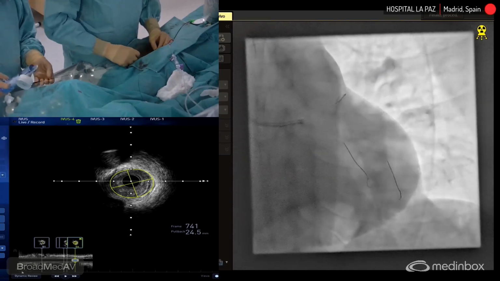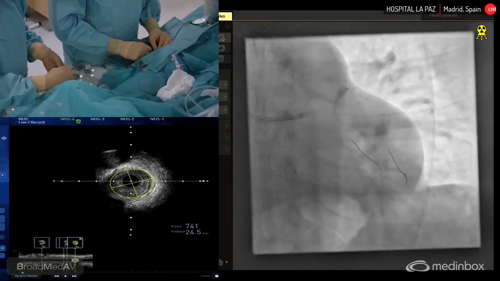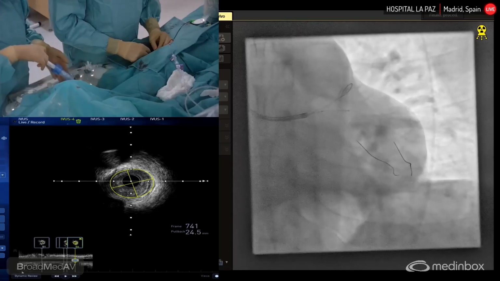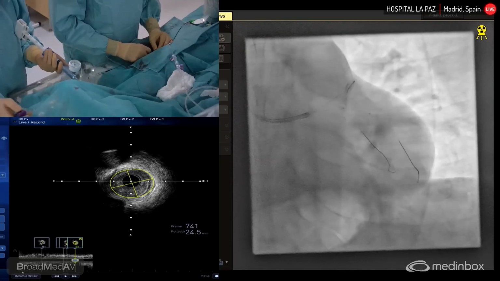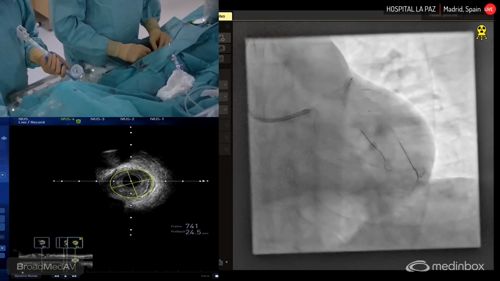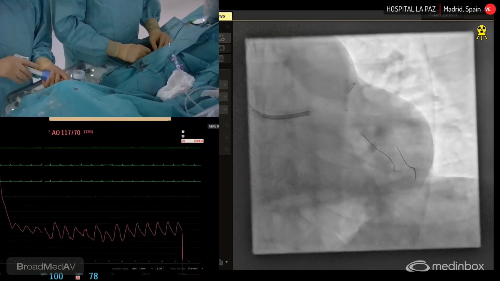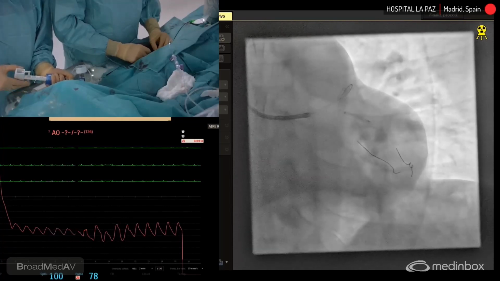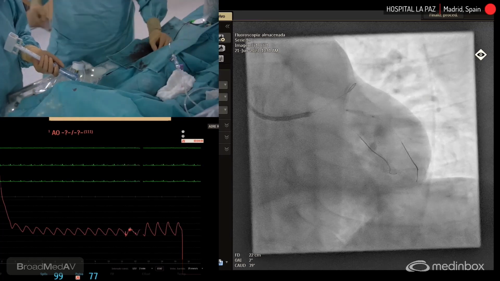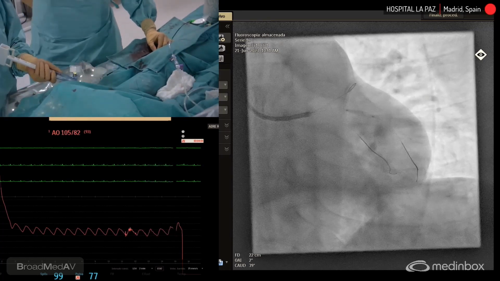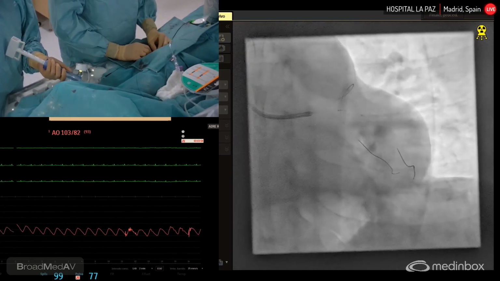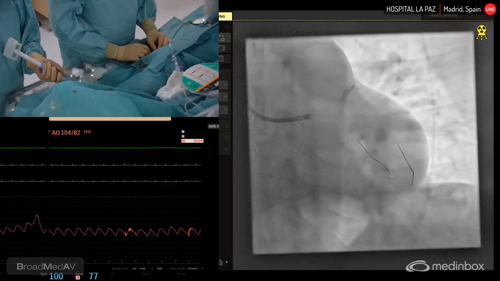Let's see if the balloon crossed well. I feel some friction here. Okay. 8, ¿vale? 8. Okay, down. Veamos la carátula. Okay. We have inflated at 8 atmospheres test.